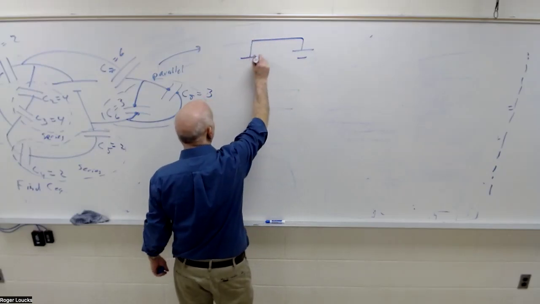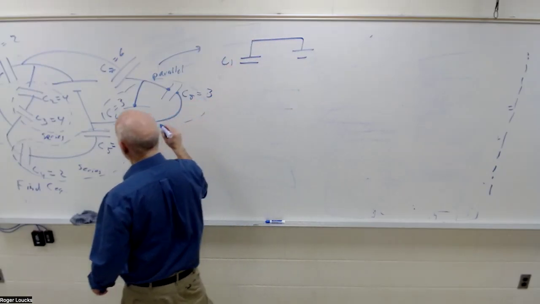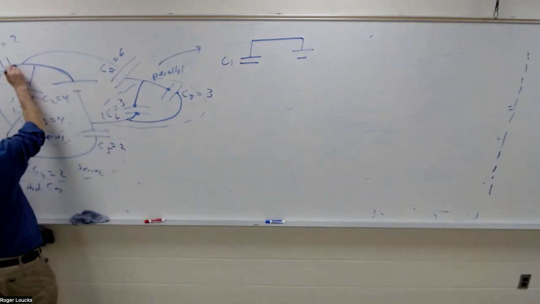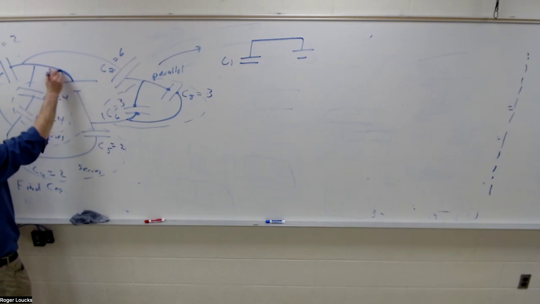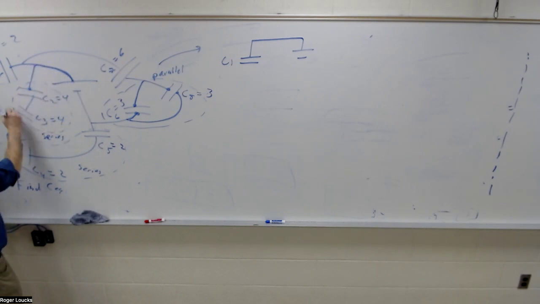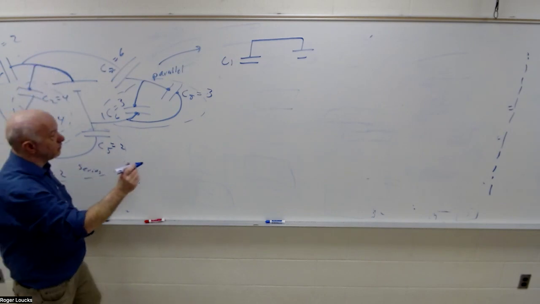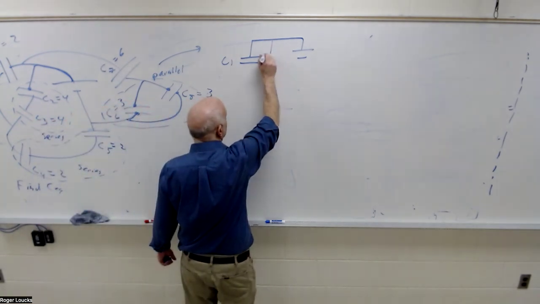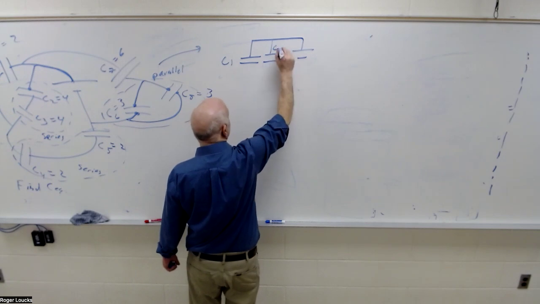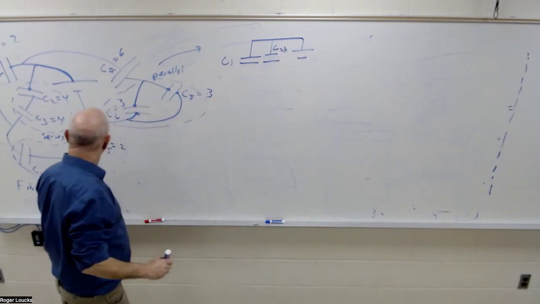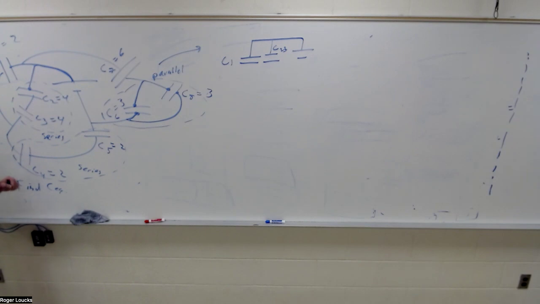I can run into C1 right here, right? I can go here and run right into C1. That's the top right here. Or I can go here and run into this series combination here. So I'll put this here for no good reason. C2, 3. Okay, so let's start with that part here.